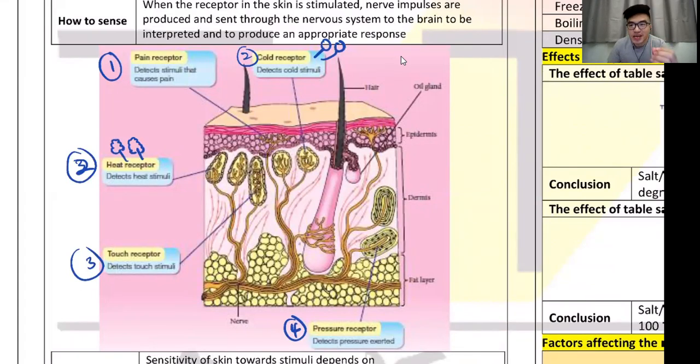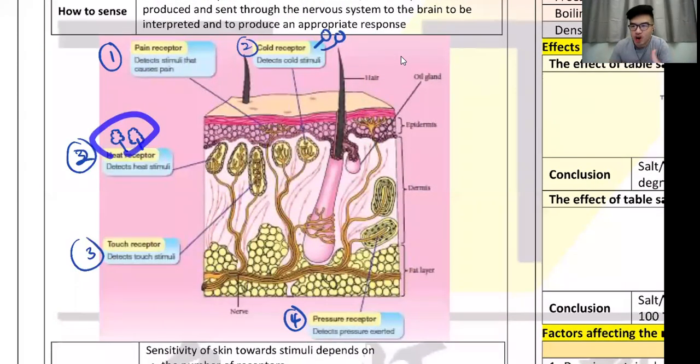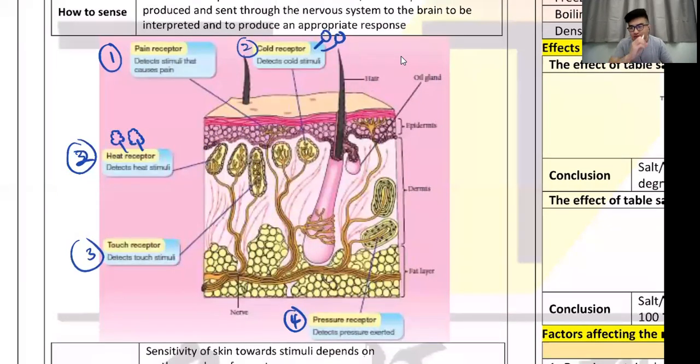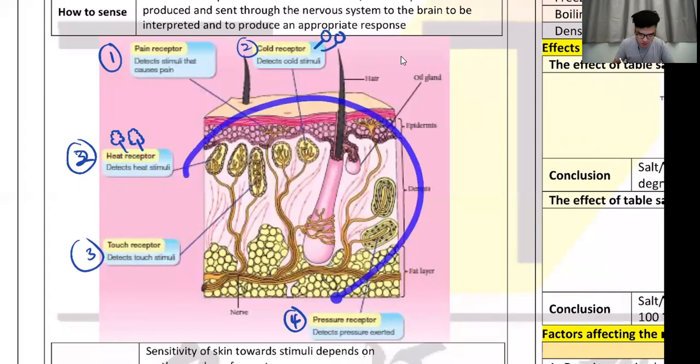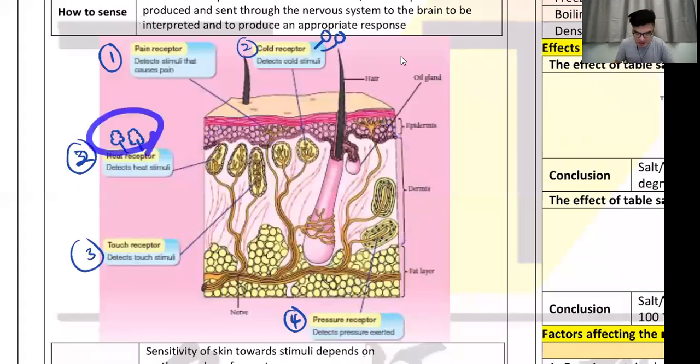So the heat receptor is the receptor that looks like popcorn, because popcorn is hot. So heat receptor looks like popcorn. They didn't draw it here, but when you see popcorn, you know that it's the heat receptor. Usually you will see this in the exam, because the exam won't give you this colorful picture. Rather you see this. And the cold receptor is round.